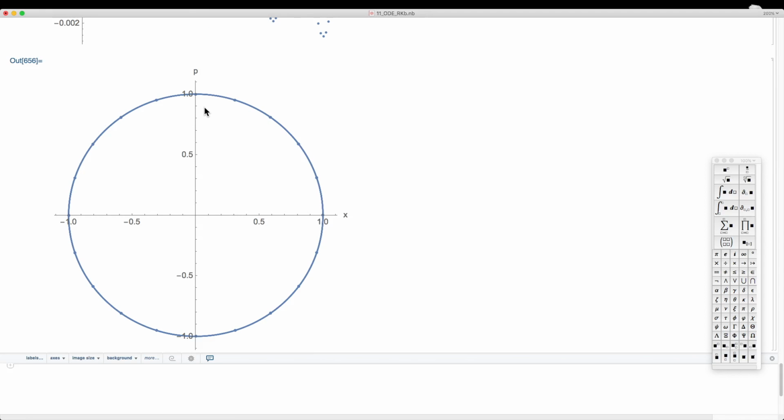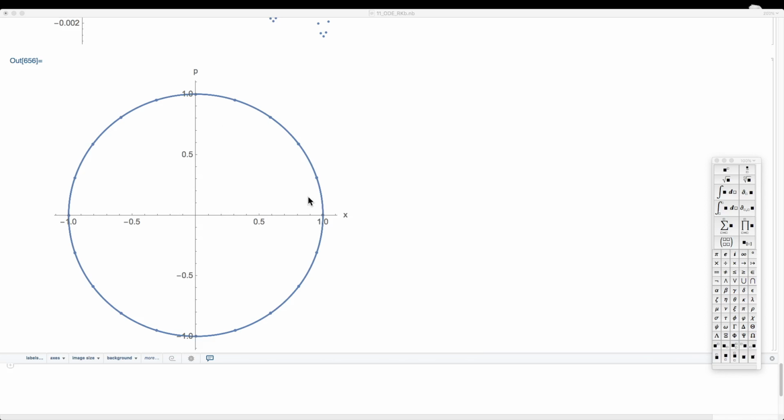And we see that actually these dots fall onto the unit circle much better, much more accurately than before. Although it looks like they fall onto the unit circle much better than before, it's not going to be exactly true. So to see that, we can plot, for example, the energy.